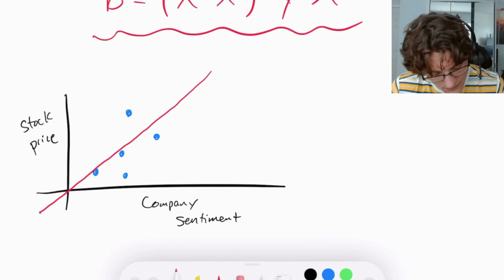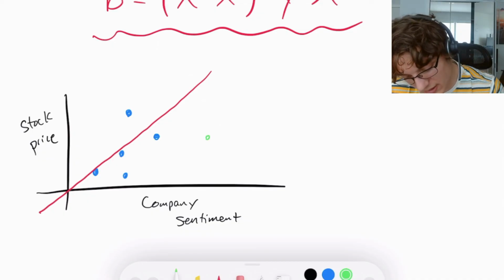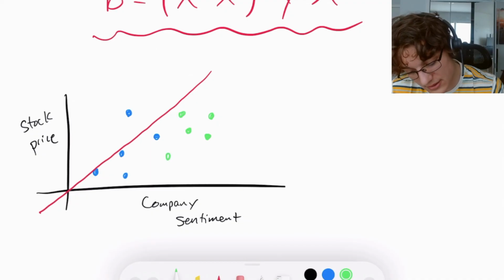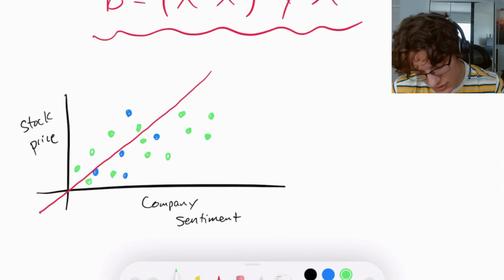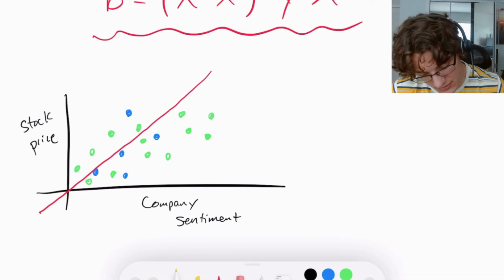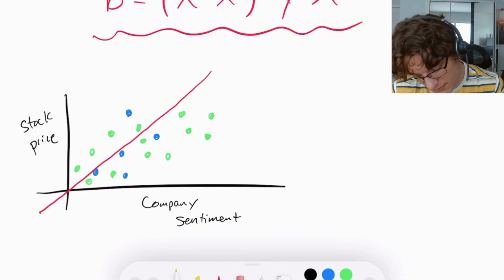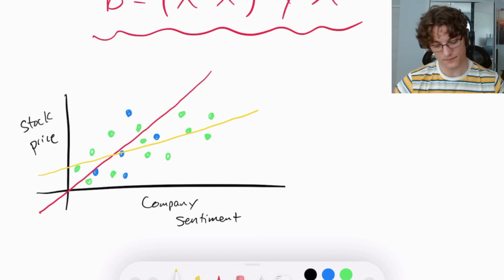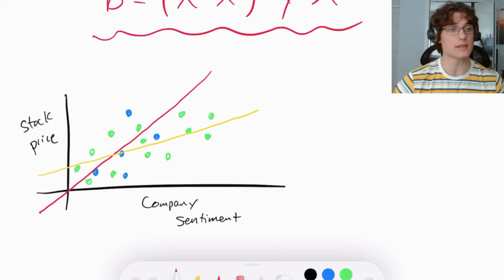So maybe in the future, I'm going to put these in green. Maybe in the future, we observe even more points. And though the relationship is still positive and still linear, the line of best fit actually changes quite a bit. And we actually have something that fits the data. I'm going to do that in yellow. Much better, say like that. Now, what are the consequences of this?